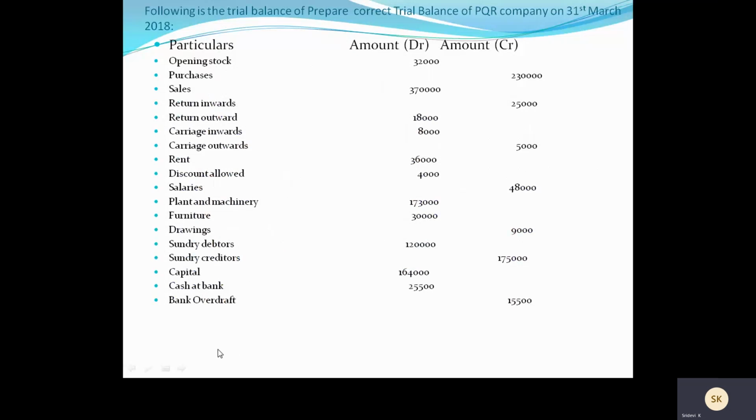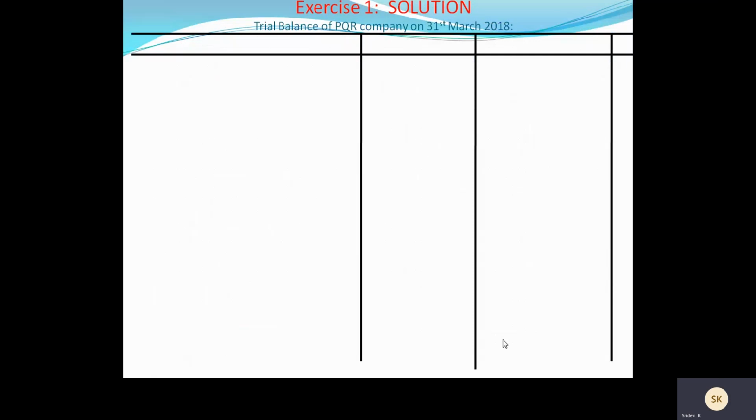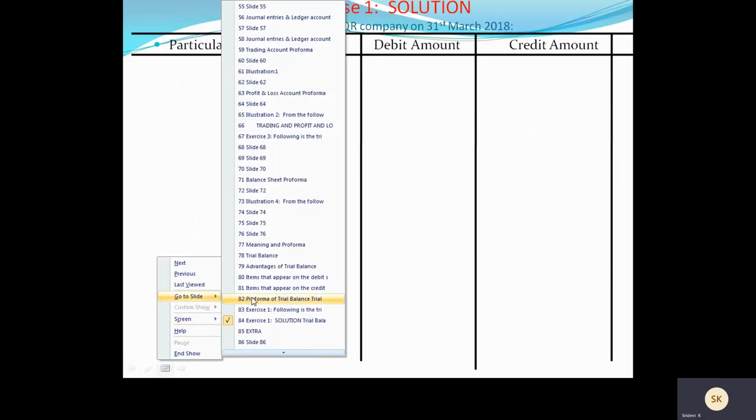So let us do this, one by one. Let us solve this problem, which we are going to show here correctly. Let us take the same columns. Of course, particulars, debit amount column and credit amount column are shown here. Starting from the first item, let us make it correct and show the amount in the right column.